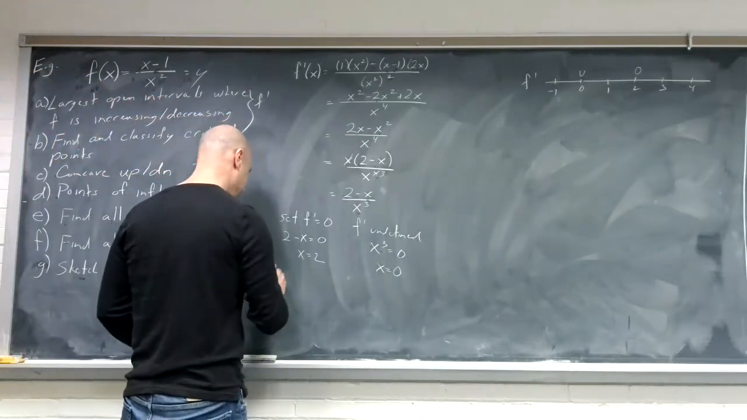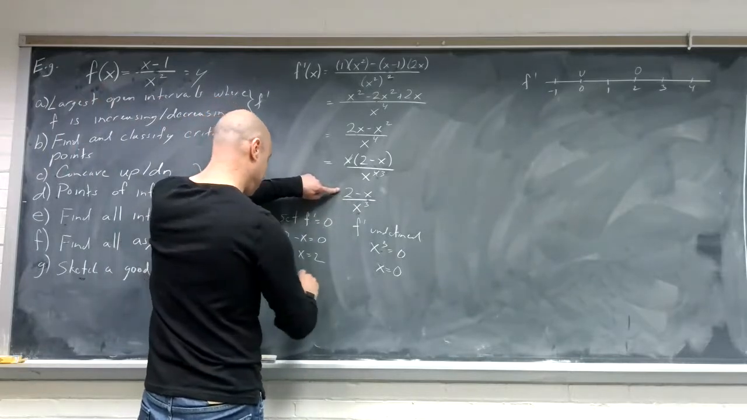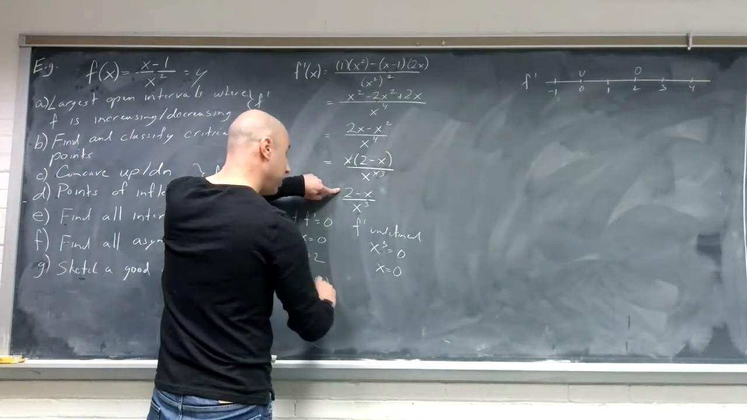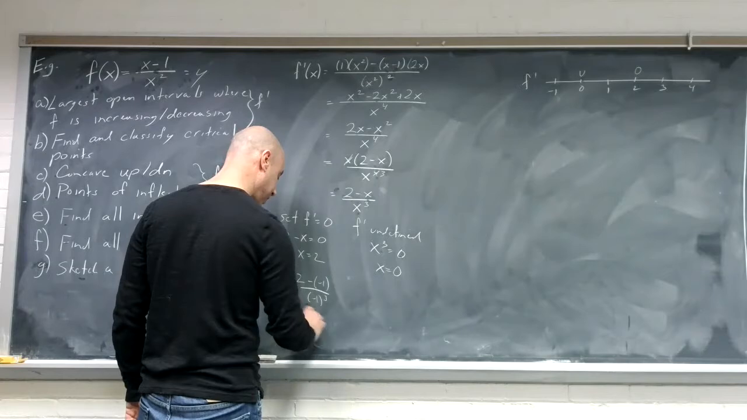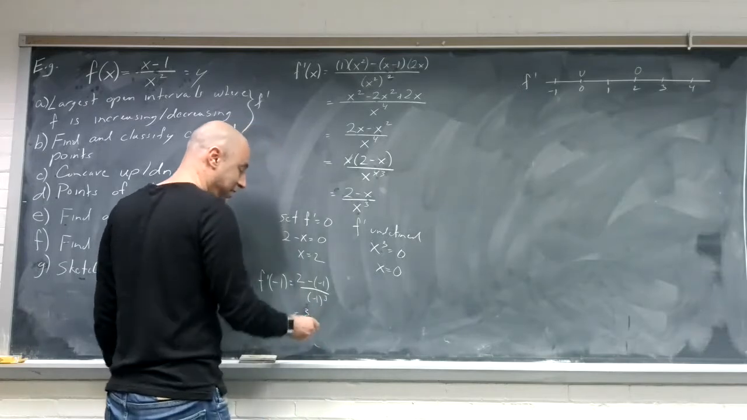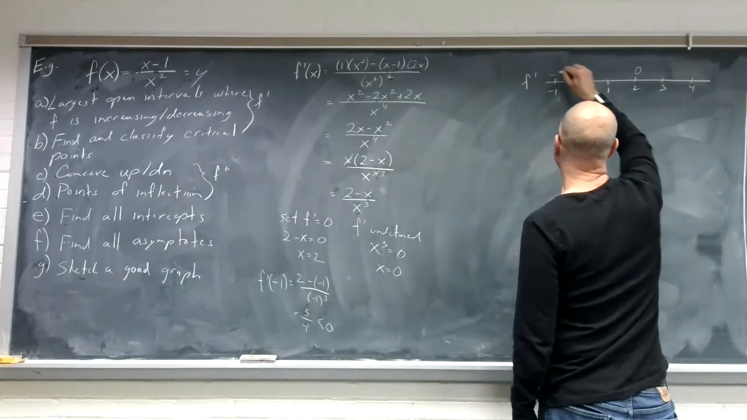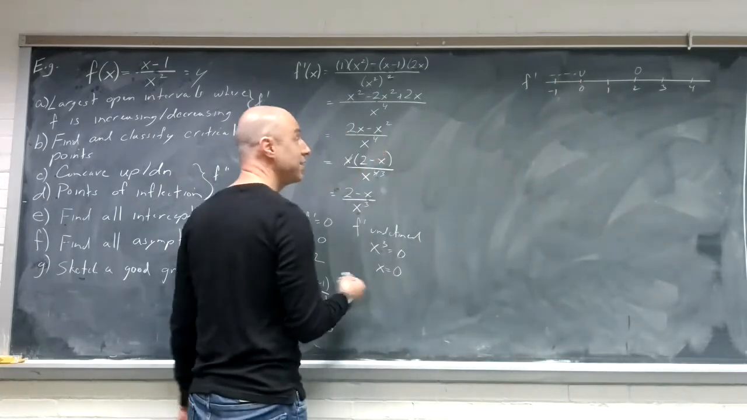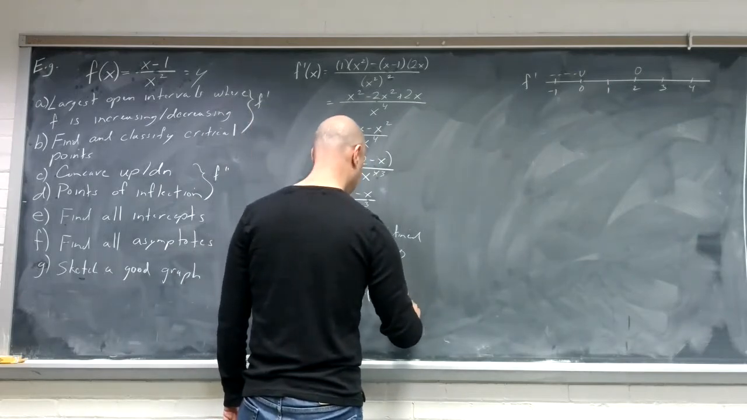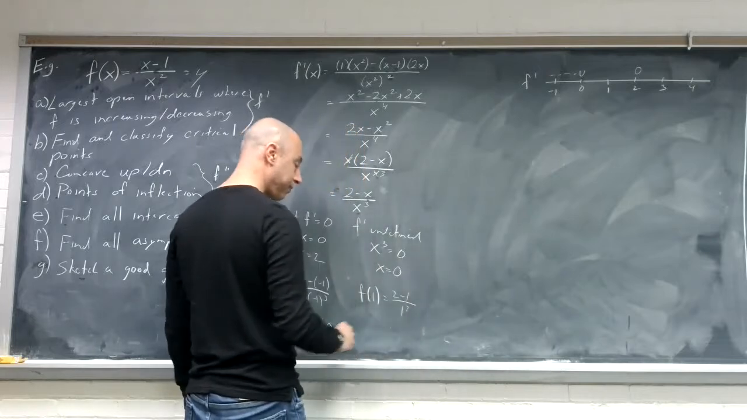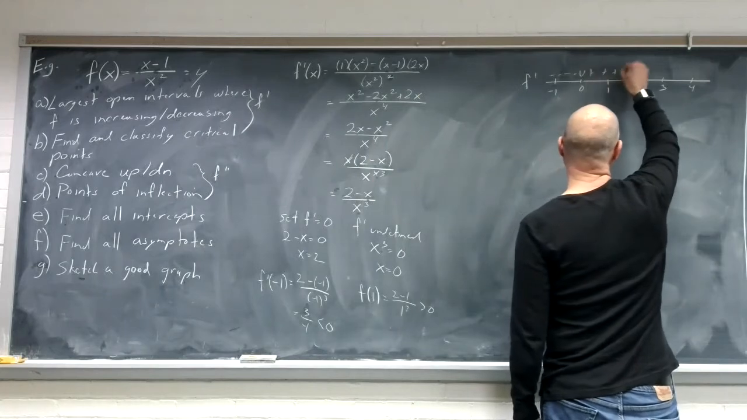So let's say f prime of negative 1 is equal to, we're plugging everything into f prime right now, 2 minus negative 1 all over negative 1 cubed. The top is going to be 3. The bottom is going to be negative 1. We don't really care. That's minus 3, but the important part is that it's less than 0. So it's negative over here. And if we plug in, say, 1, f prime of 1 is 2 minus 1 all over 1 cubed. The top is positive, the bottom is positive. That's positive. So it's positive over here.